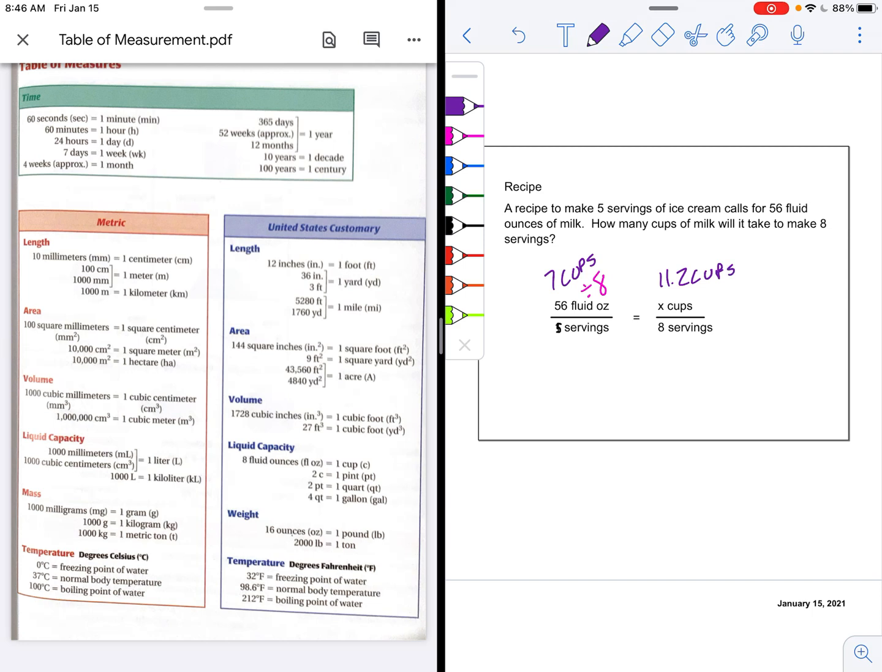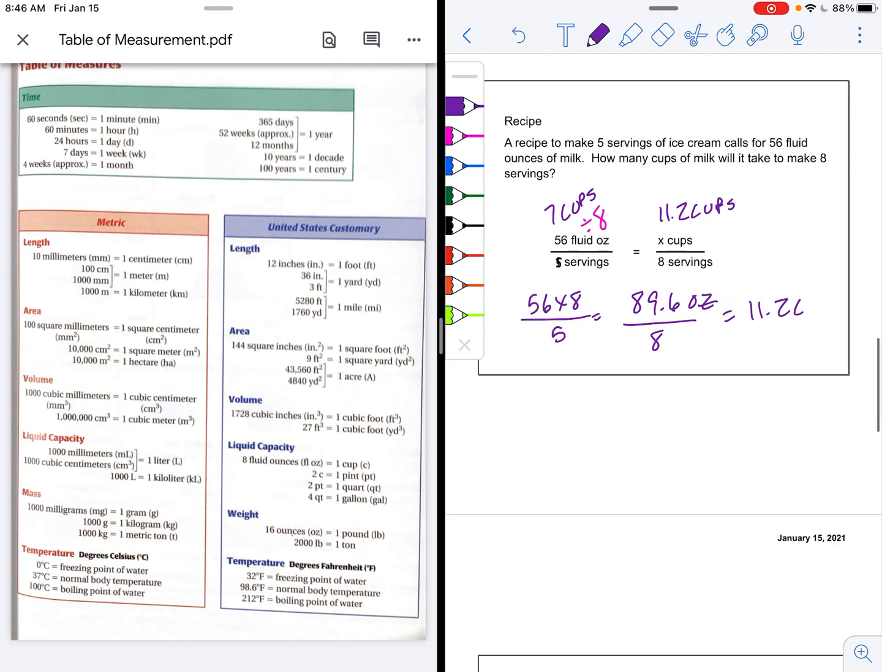So let's say I didn't do it before. Let's say I wanted to wait till after. If I took 56 times 8 and then divided it by 5, I get 89.6, but that's ounces. So now I still have to divide it by 8. So when I divide that by 8, I do indeed still get 11.2 cups. So convert before or after, it doesn't matter, but you do have to convert. Because the label in the arithmetic is the label of your answer.